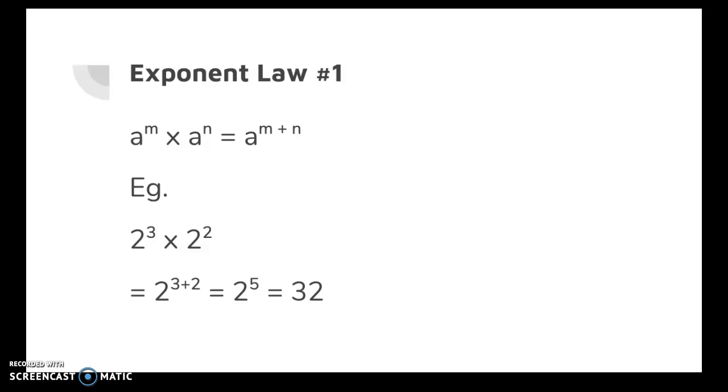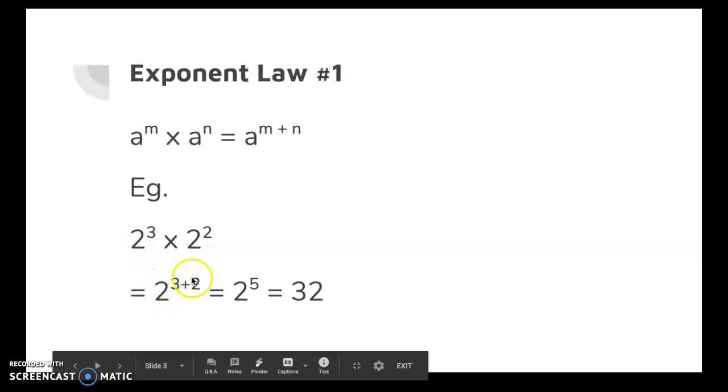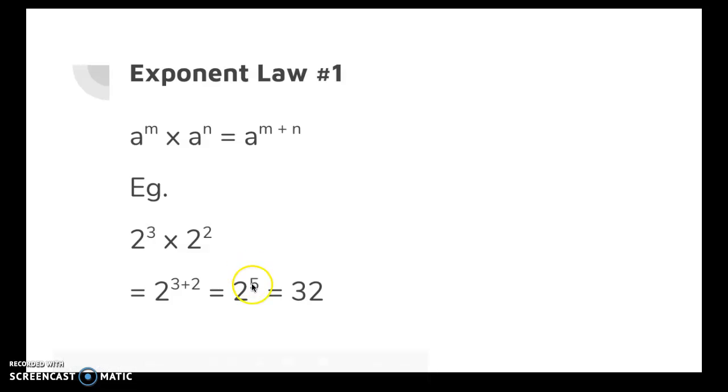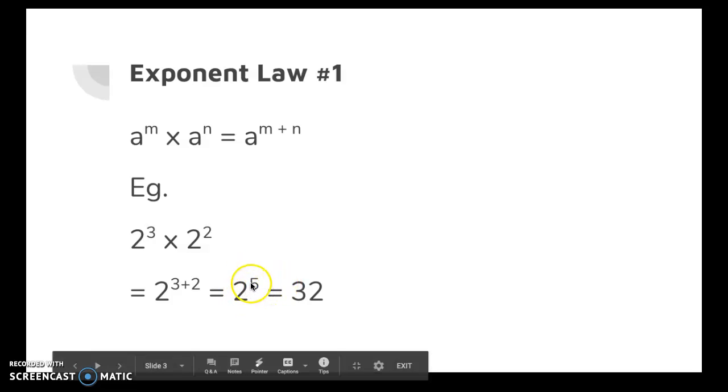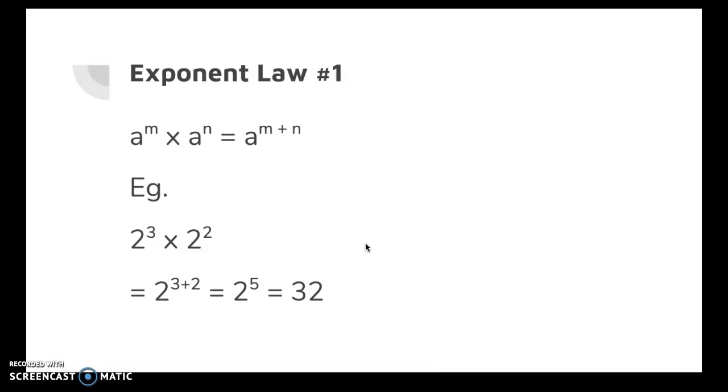So the first law is if we're multiplying the same base, but it has different exponents. So if our bases are the same, but we have different exponents, you're going to keep the same base, but add the exponents. So for example, if we have 2 to the 3 times 2 to the 2, we keep that same base, and then we add the exponents. So 3 plus 2 is 5, and then if you put 2 to the 5th into your calculator, you should get 32. Because remember, that's 2 times 2 times 2 times 2 times 2, so five twos. So that's the first exponent law.